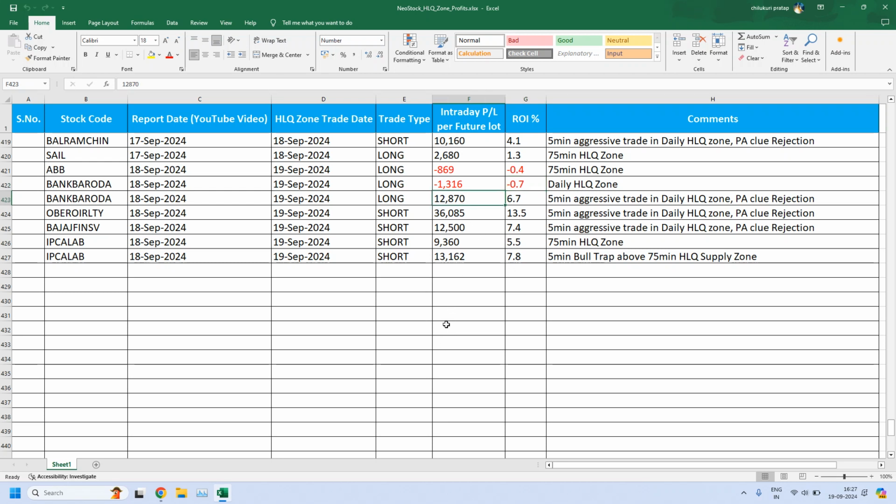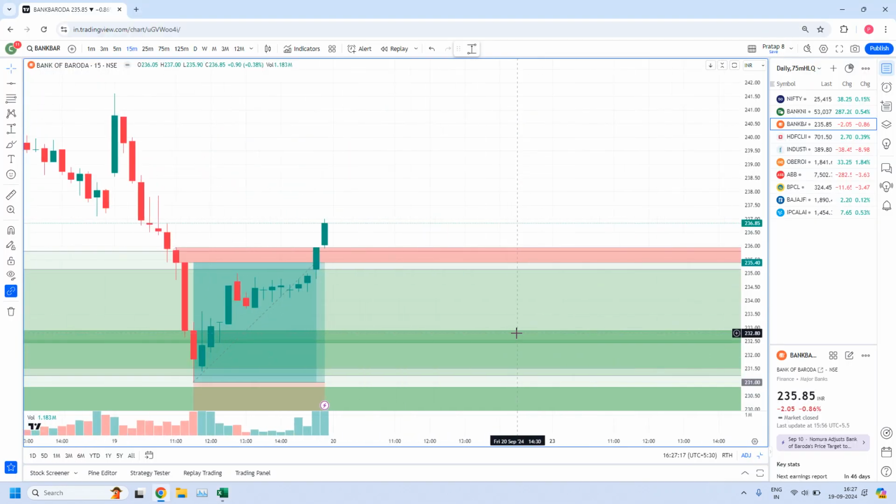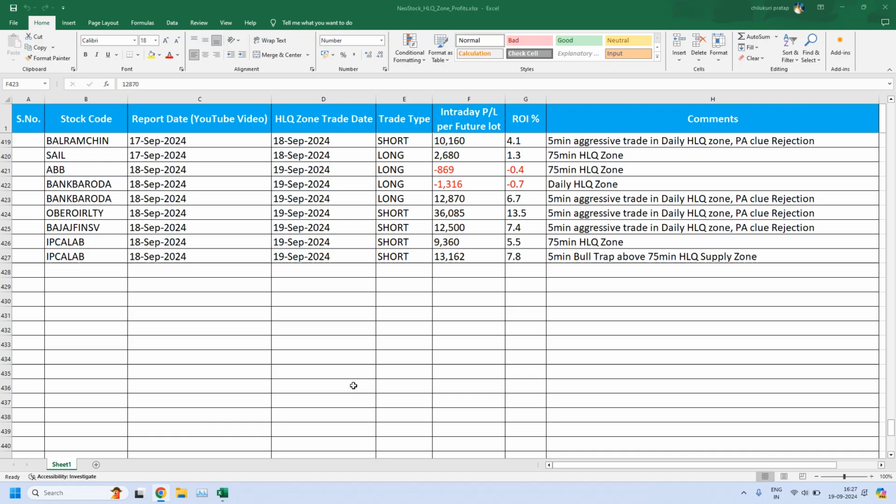The successful trade has given 12,870 rupees. Here we got the trade in this candle. Just before the entry buffer, we got the trade. And after that, it reached the 15 minutes target. That way, it has given 6.7% ROI as per one futures margin cost. The second trade in Bank of Baroda. The first one is stopped out and the second one succeeded.